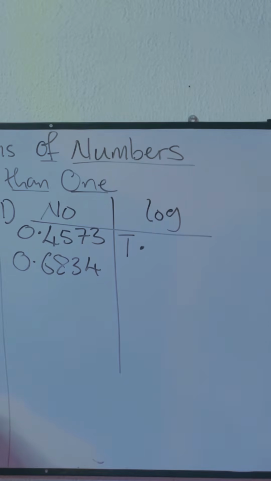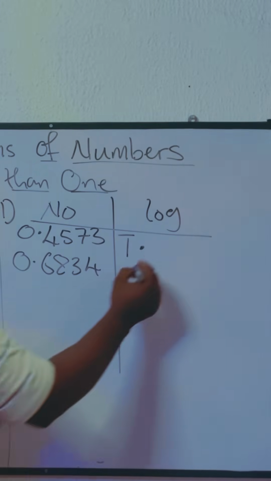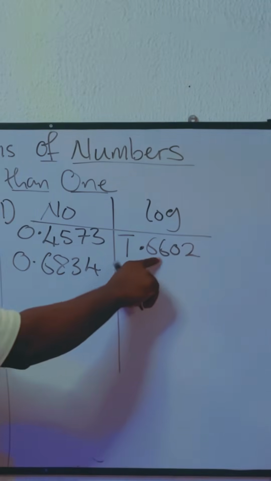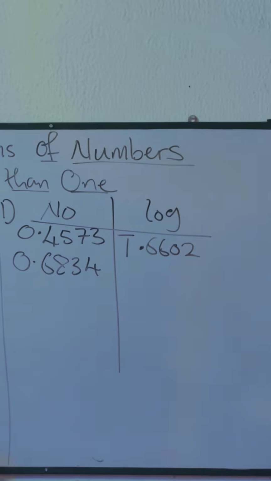Log 4.573. And that gives us 0.6602. Remember, you're only taking the mantissa. You've already gotten your characteristic.